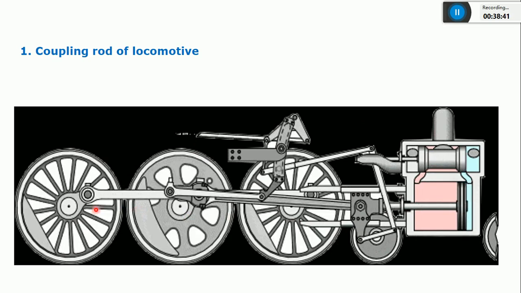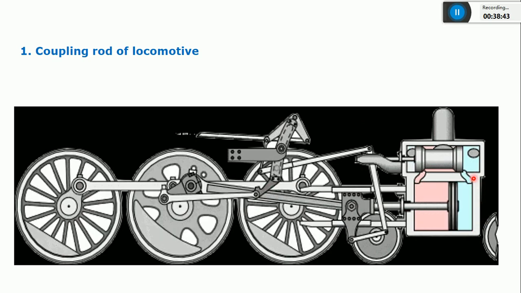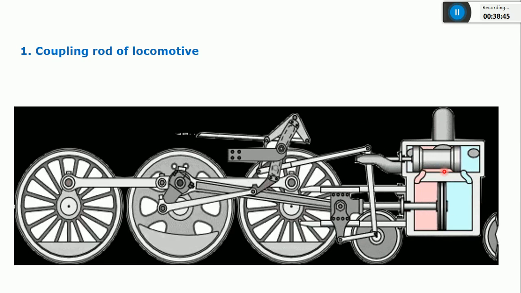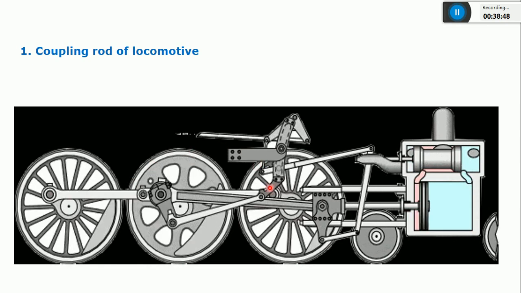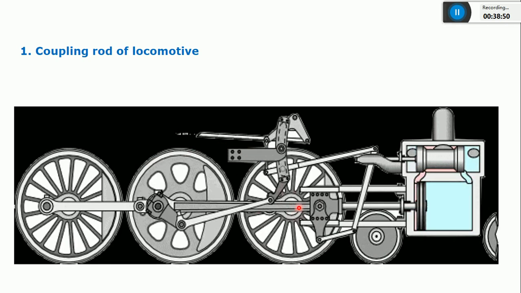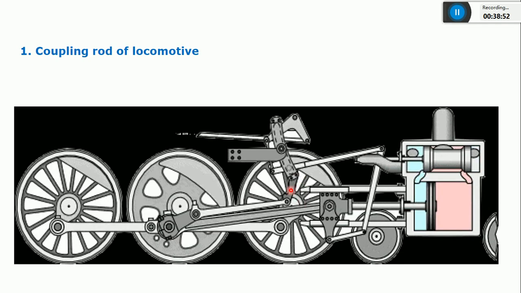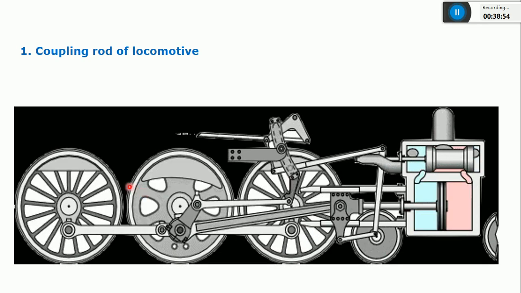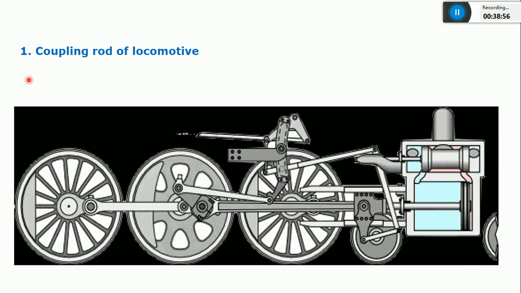So here the wheels are not connected to the motor, but they're connected to an IC engine. Okay, they're converting chemical energy into a mechanical rotary energy, and that output is transferred between the wheels with the help of this 4-bar mechanism. Specifically, it is a coupling rod of locomotive.